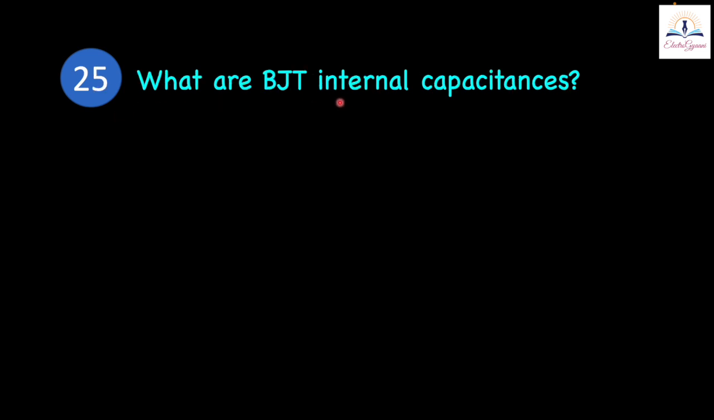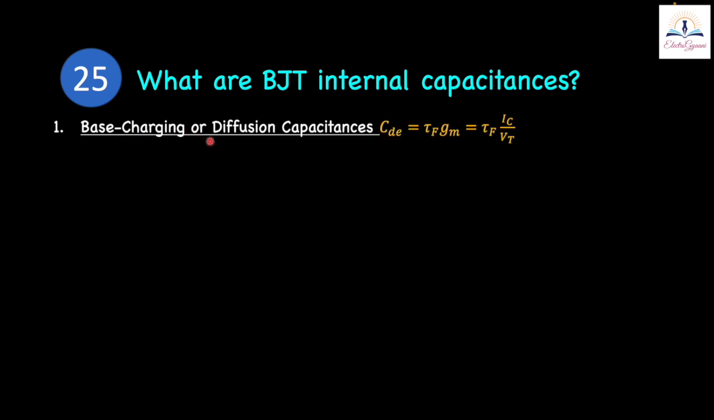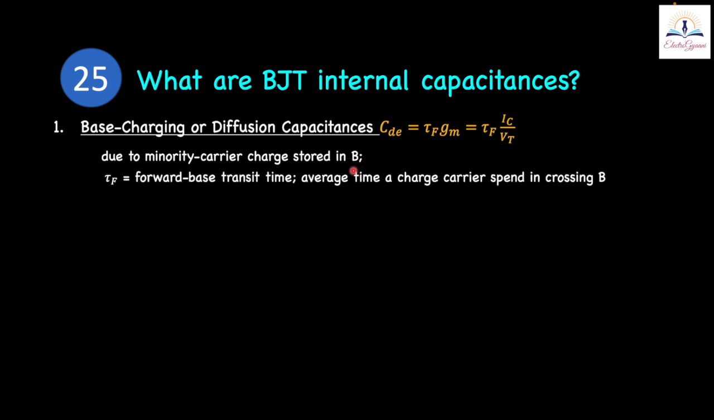Next is what are the BJT internal capacitances? For the high frequency analysis, internal capacitances play a major role. So note it down carefully. First is base charging or diffusion capacitance. It is given by this equation, where Gm is the transconductance and we have already seen Gm is given by IC upon Vt. This capacitance arises due to the minority carrier charge stored in the base, where tau f is the forward base transit time. This transit time is the average time a charge carrier spends in crossing the base.